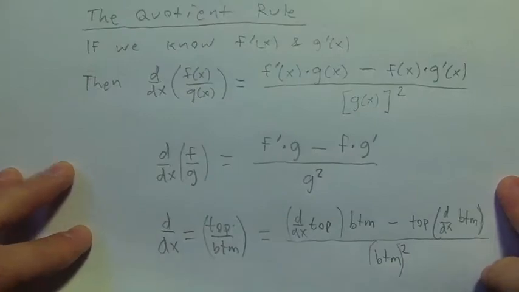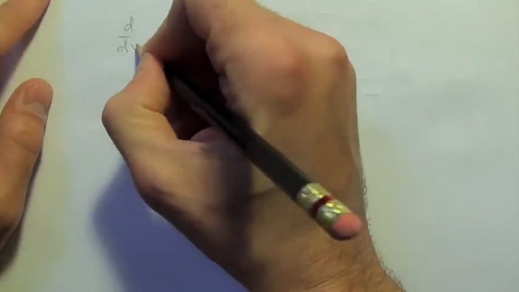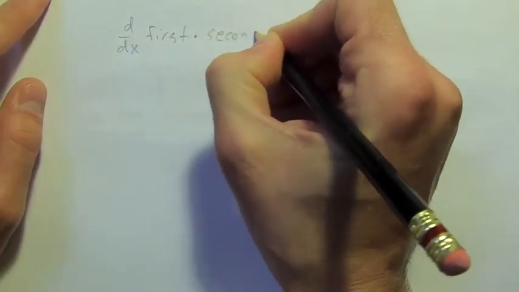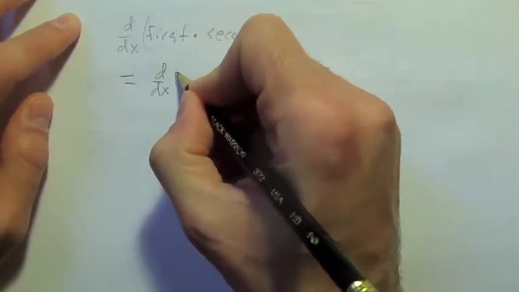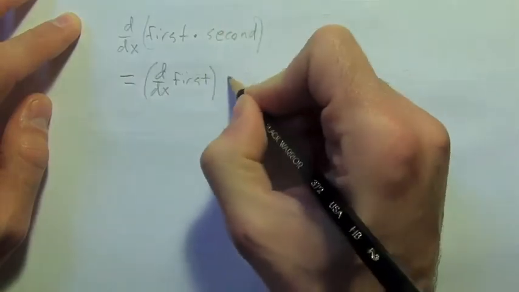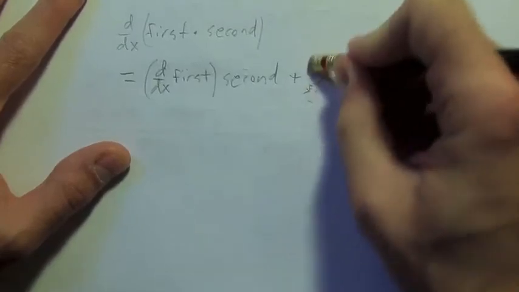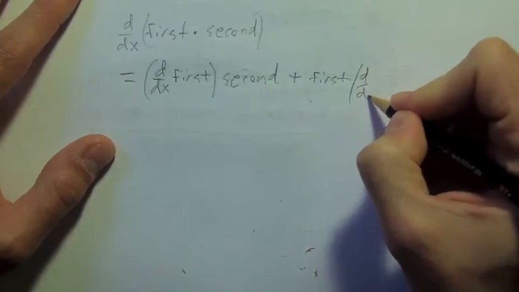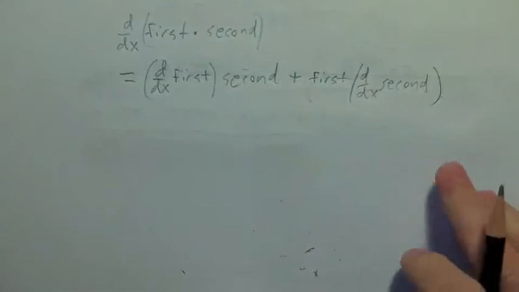And much like how I talk about the product rule in terms of first and second, I could write that out for you, the product rule. If I have the derivative with respect to x of the first function times the second function, right, it comes out to be the derivative with respect to x of the first times the second plus the first left alone times the derivative of the second. Okay.